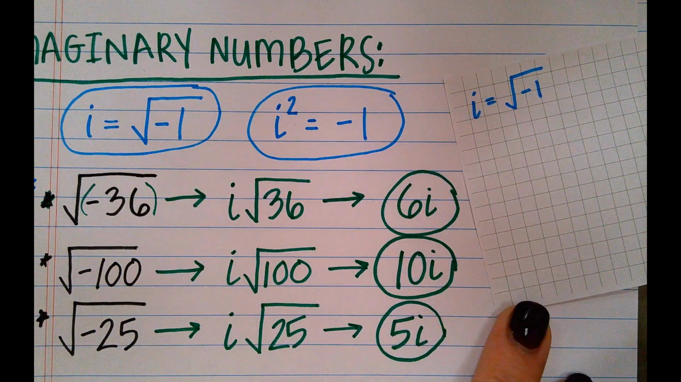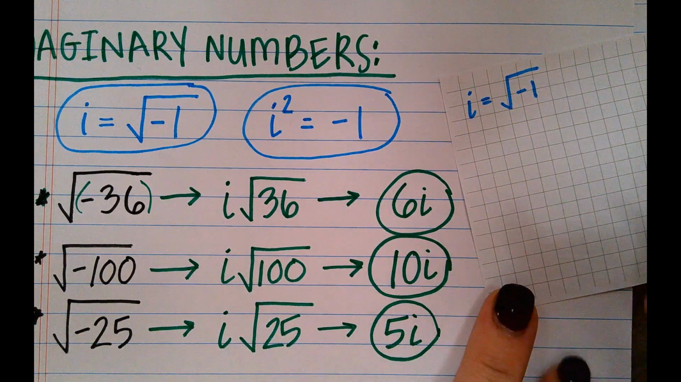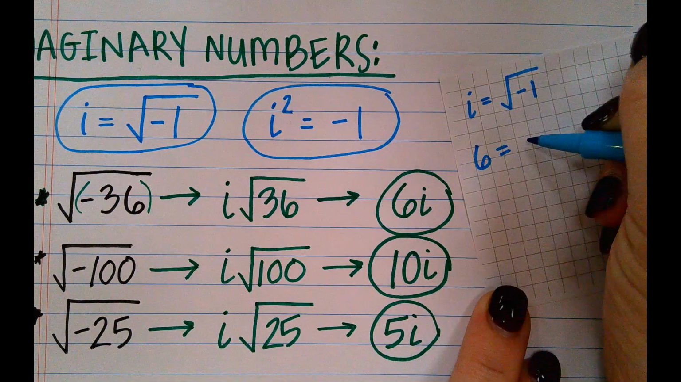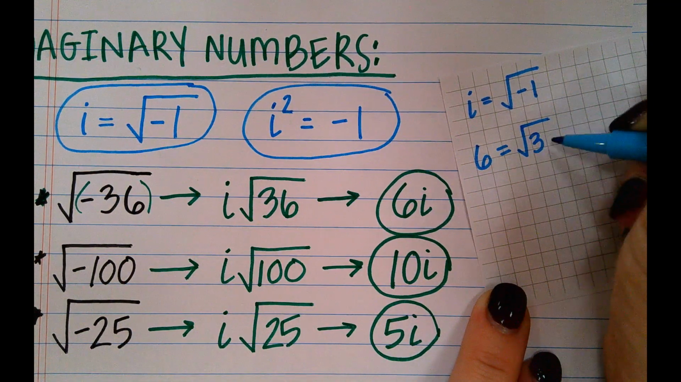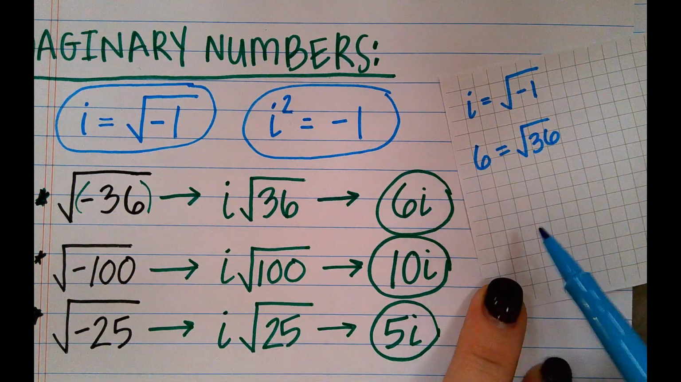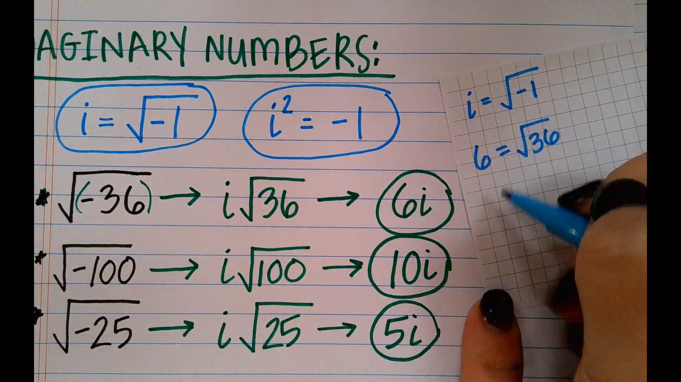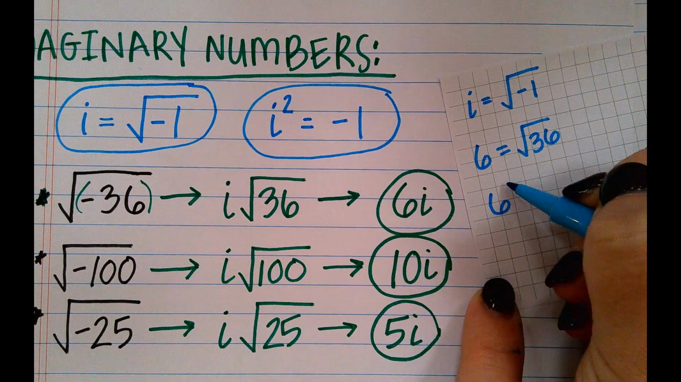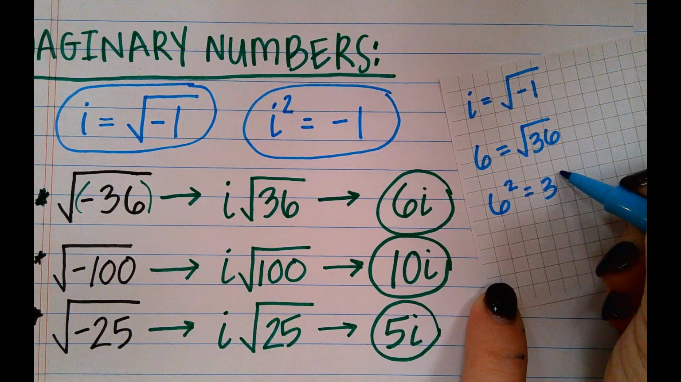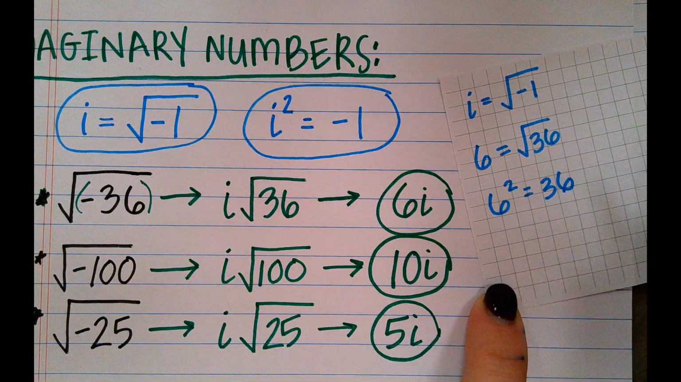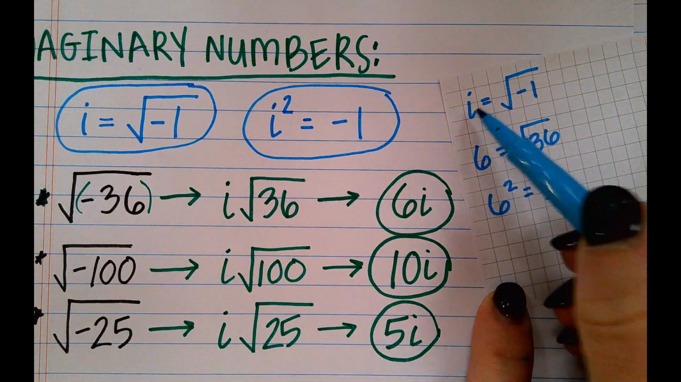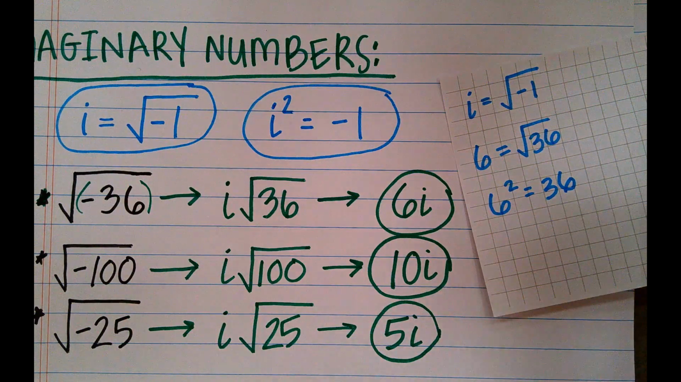So let's think of this in terms of not imaginary numbers. I know that like 6 is the square root of 36. Okay? So I know that 6 squared is 36. Notice how the 6 is like the i in this case.